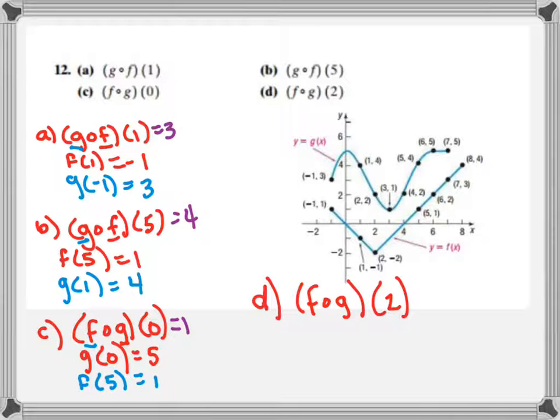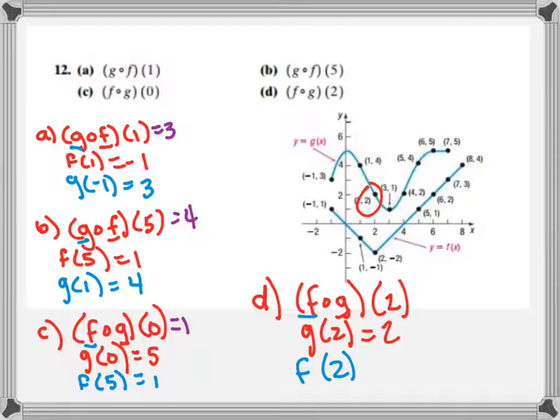Finally, let's find f of g of 2. Our rightmost function is g, so let's find g of 2. On the g function, let's find the point where x is equal to 2. The y value there is 2. That 2 will get fed into our f function, so we're looking for f of 2.